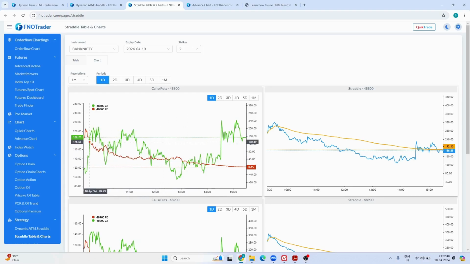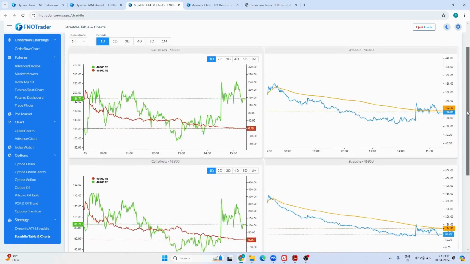So you combine both of them and then you plot that here on the right hand side, which is the blue color line chart, is your straddle chart. Okay, and the orange one is your strategy VWAP. Now you can see at the start of the day the straddle price has gone up and then it started decaying, not so smooth on strike 48,800.